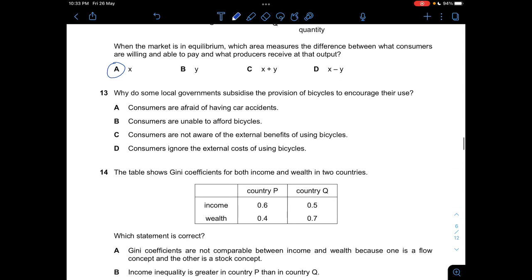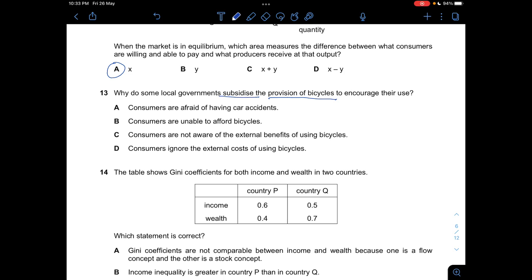Question 13, why do some local governments subsidize the provision of bicycles to encourage their use? So the government decides to intervene by subsidizing the provision of bicycles. This could be due to a few reasons. Let's look at it one by one and see which one is the correct answer. Normally, when the government subsidizes something, it's because the good itself is a very good, or because it provides benefits to the consumer, but fewer people use it.